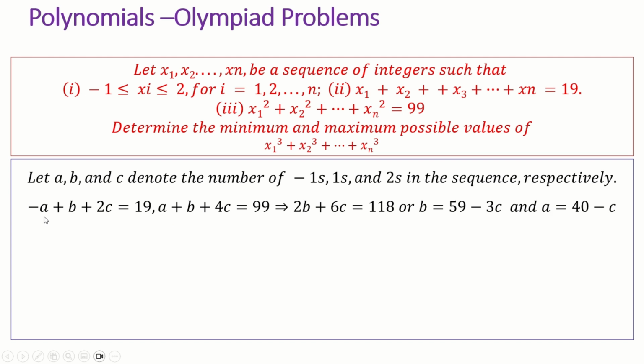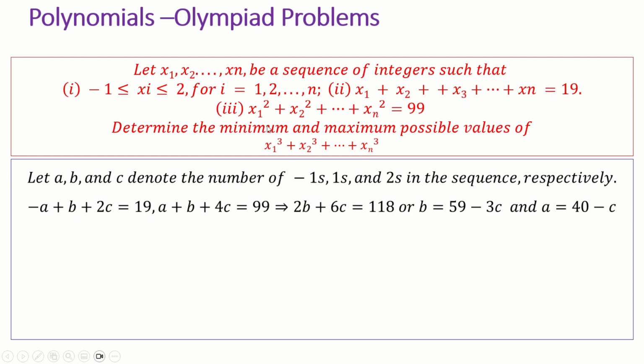So a times minus 1. There are a number of minus 1s, so minus a, b number of 1s, that is b into 1, plus c number of 2s, that is 2 into c, equal to 19. This is the second equation which is given here.